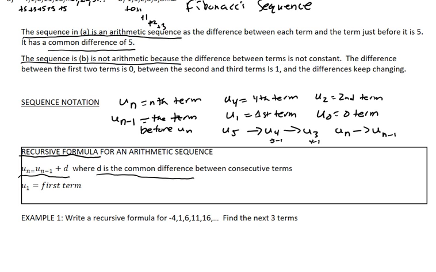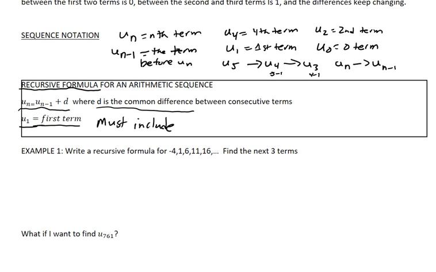And then you must also include that U sub 1 is the 1st term. Okay, you must include that, because if you don't, you're going to lose points, and you're not really going to give a description of the sequence, and I'll show you why that is in a minute. So let's write a recursive formula for that first one that we looked at.